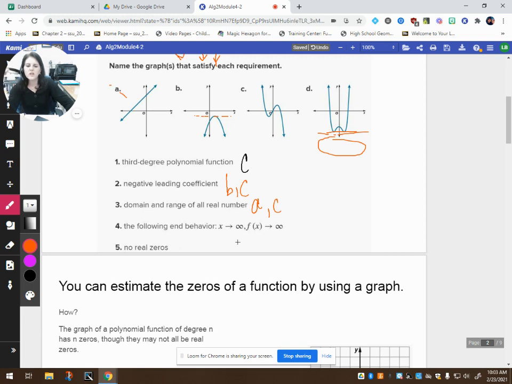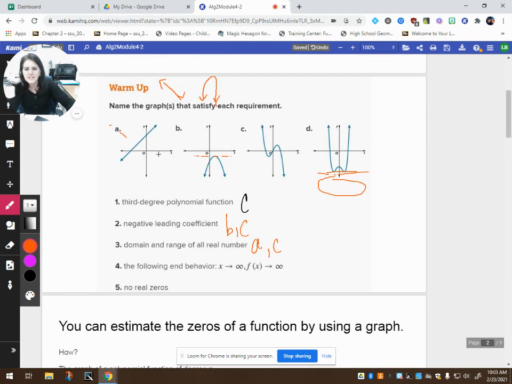It says which of the following has end behavior that as x goes to positive infinity, y goes to positive infinity. So clearly A is one. Not B, because as x goes to positive infinity, it's going down. Same thing with here. As x goes up, y goes down. Here, as x goes up, y also goes up. So it is A and D.